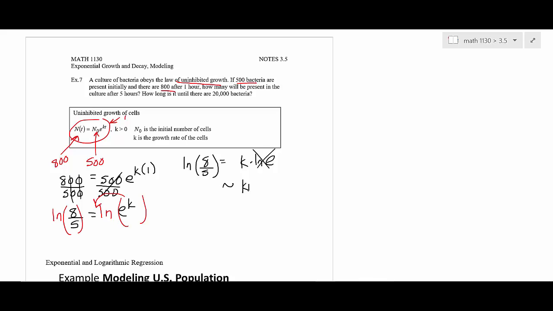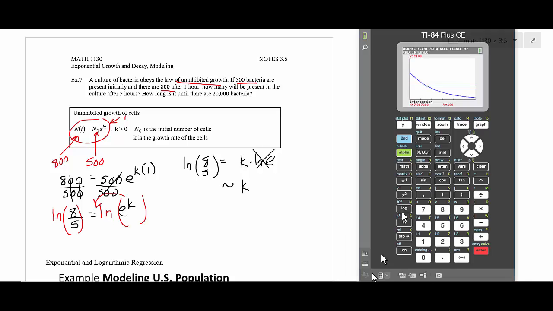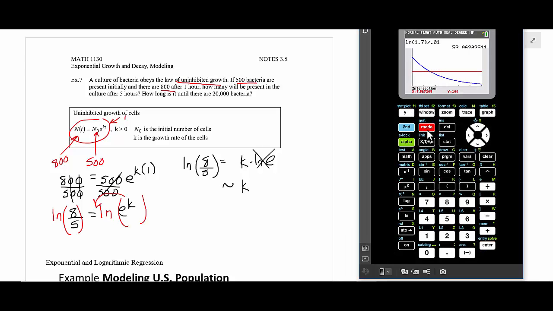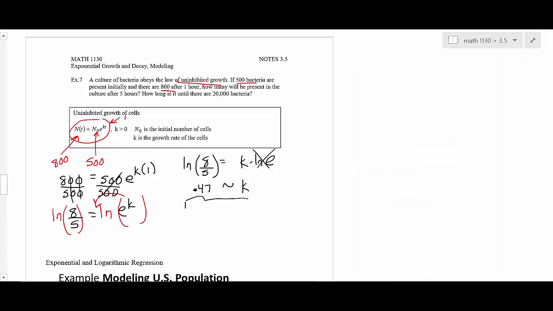Now we're going to round this maybe to like 4 decimals or something like that. So I'm just going to take my calculator and do ln of 8 over 5. And we'll round that off to a certain amount. So let's just use 0.47. I like that. So that would be what k is. All right. So that's how you start the problem.